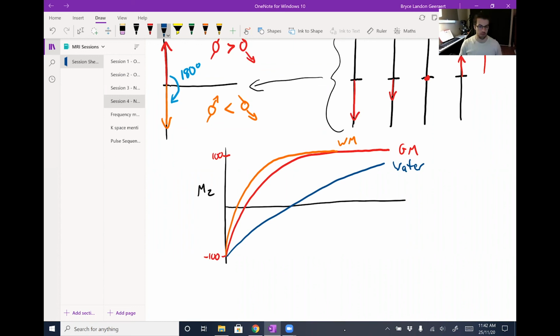Now, perhaps some of you have already noticed there is a very useful time to acquire signal right now. Highlighted in green, if we acquire signal right here, that means we have tons of signal available from gray matter and white matter, and no signal available from water if we tip the longitudinal component back into the transverse plane. So if we make a pictogram of what I just said, the magnitude of our longitudinal magnetization will be very high in white matter. It will also be high, but to a lesser extent in gray matter, and it will be pretty much 0 in water.